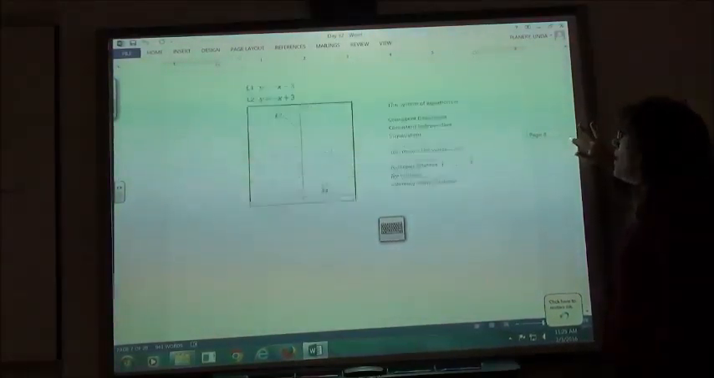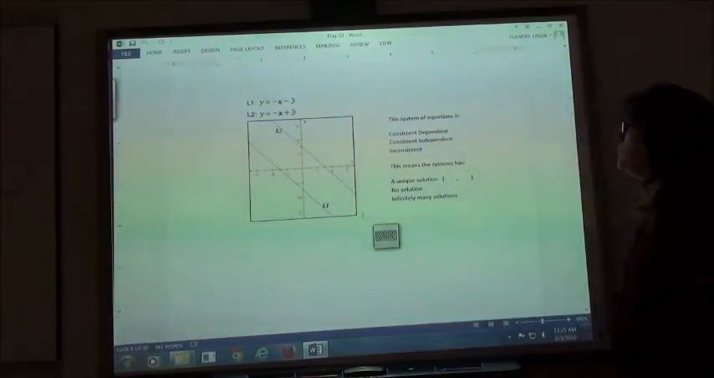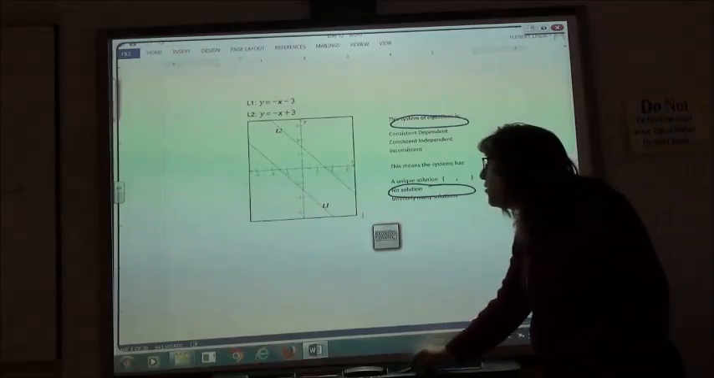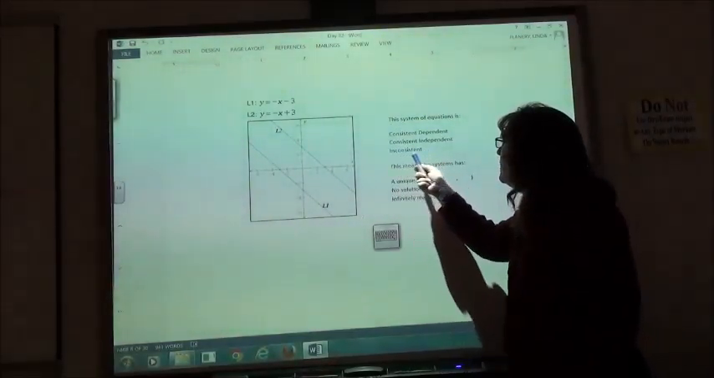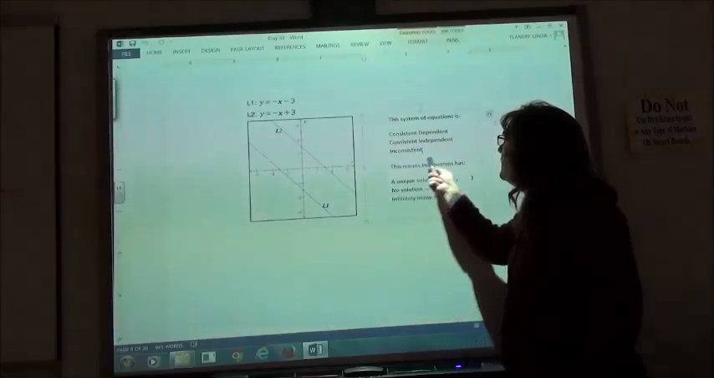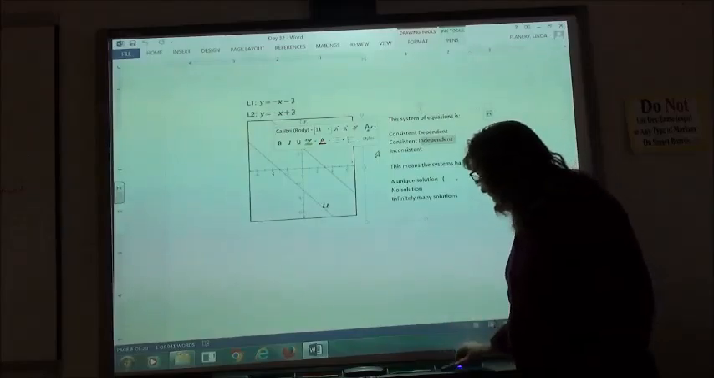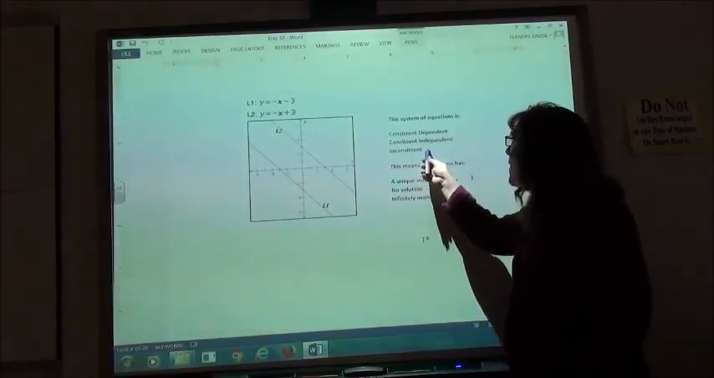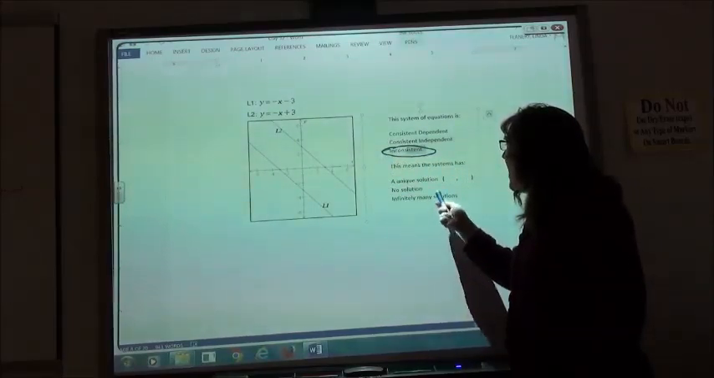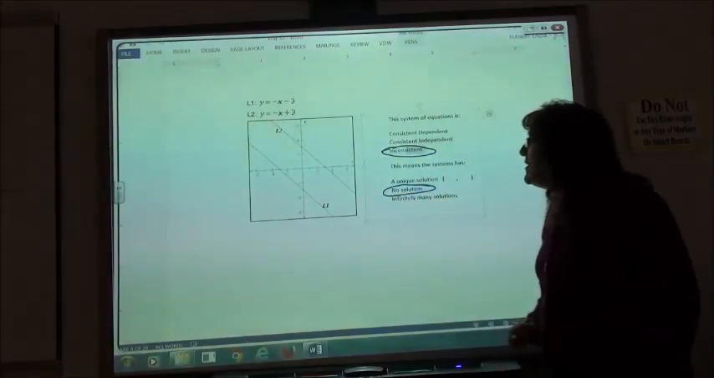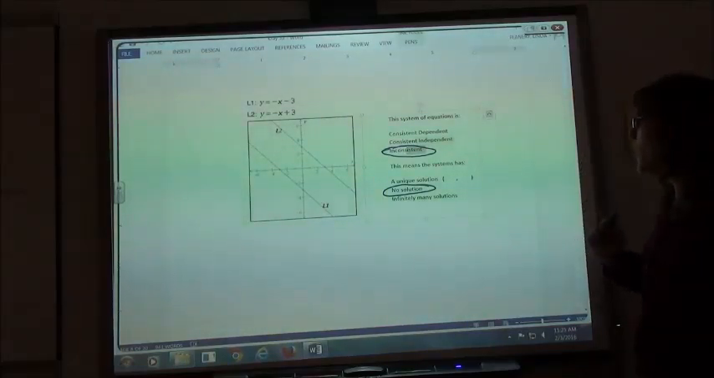And the last one of these kind is the one here where we have those two lines that are parallel to each other. If we have two lines that are parallel to each other, those are the ones that are inconsistent. Inconsistent, and have no solution. Since those two lines are not going to touch each other, my two equations won't have anything in common.